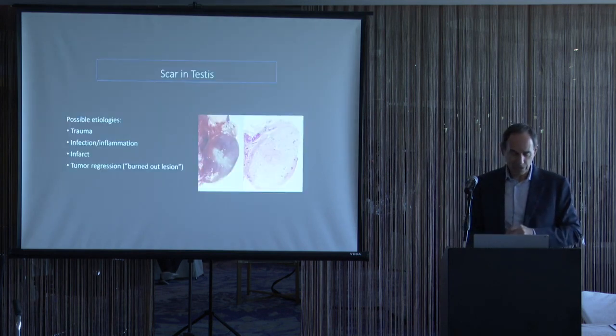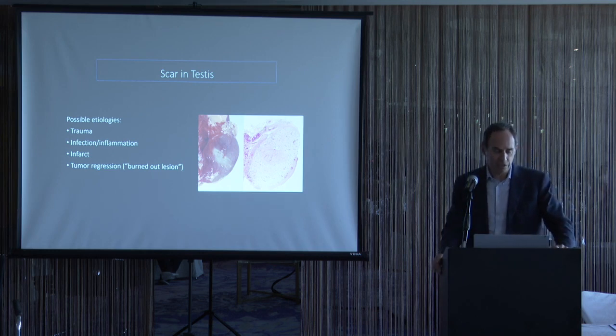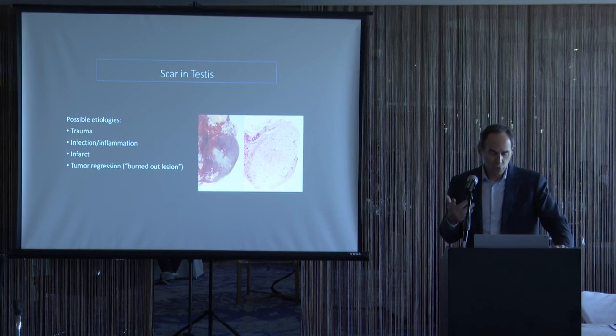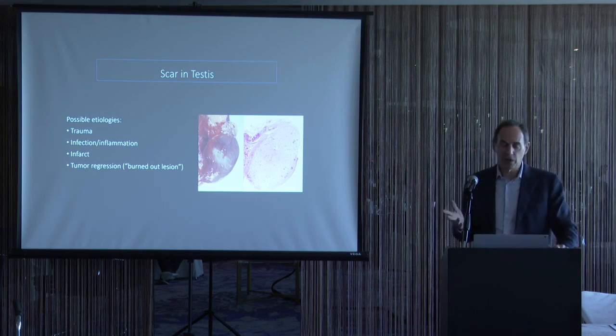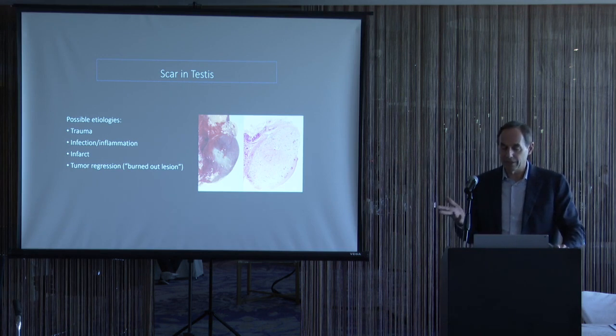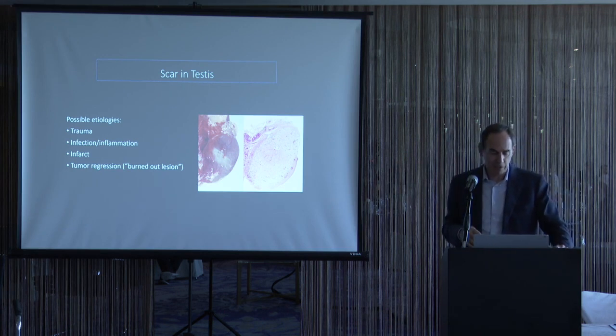So I mentioned scars in the testes. When you see a scar in the testes, your choices are, is it trauma, infection, infarct, which can end up being a scar, or tumor regression. And of all of these, the most important one to recognize is, is this a regressed germ cell tumor? Because these patients have to be followed, have imaging tests. They might have metastases already in the retroperitoneum.